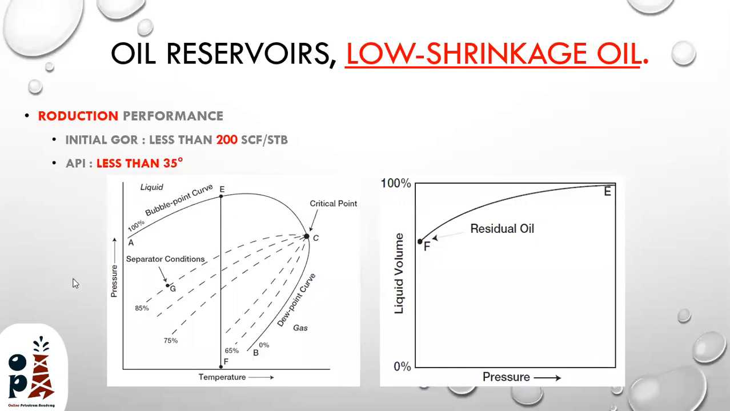For the phase diagram, here we have this line representing the reservoir conditions, temperature and pressure, and the point G representing the separator conditions.